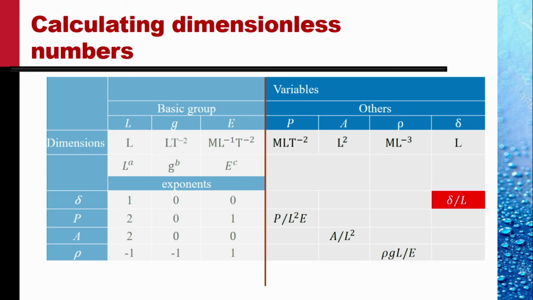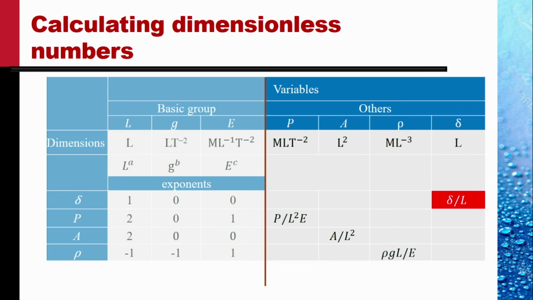So this factor delta by L, shown with a red background, the non-dimensional dependent parameter in terms of the basic group, is a function of 3 non-dimensional parameters: P divided by L square E, A divided by L square, and rho G L divided by E. This is how we can organize our calculations in this table.